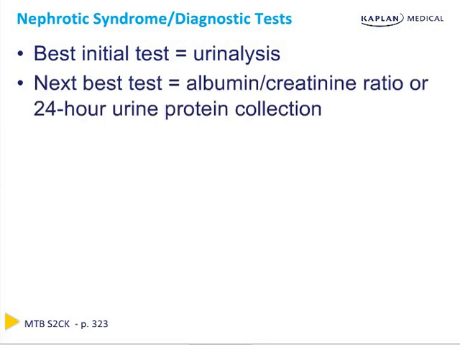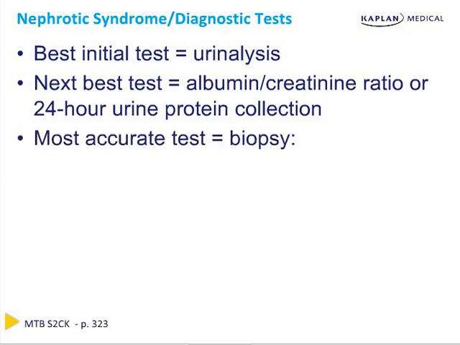The next best test is to obtain either an albumin-creatinine ratio or a 24-hour urine protein collection. Either of these will quantify how much protein is being lost in the urine. Remember our cutoff: if it's greater than 3.5 grams in 24 hours, and that corresponds to an albumin-creatinine ratio of 3.5 to 1 or greater, that's diagnostic of nephrotic syndrome. Also, remember from earlier that these two tests are absolutely equal in their accuracy. And if you have to choose one over the other, it's much easier to get a spot albumin-creatinine ratio than collect every drop of a patient's urine for a full 24 hours.